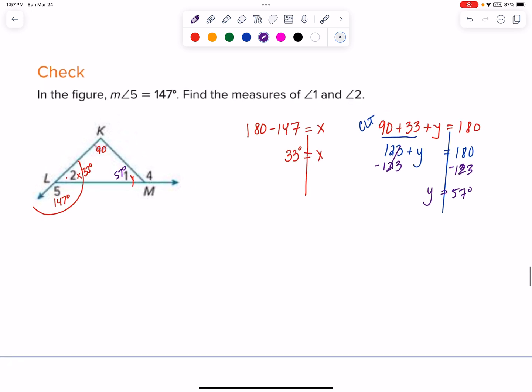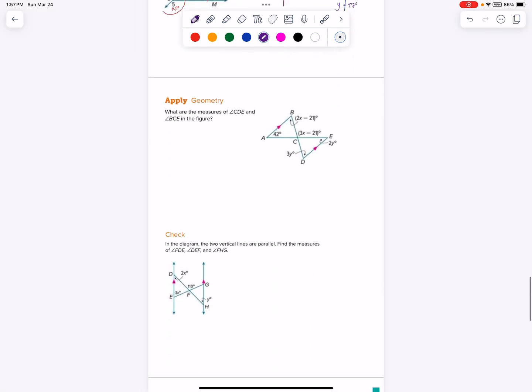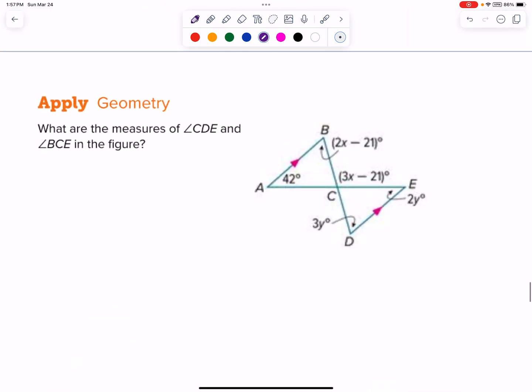Okay, let's go ahead and write our official answers. The measurement of angle 1 equals 57 degrees, and the measurement of angle 2 equals 33 degrees. All right, so there we go. All right, now we're going to get into the apply, and it gets a little bit messy here, so we know that we need to slow down and focus.